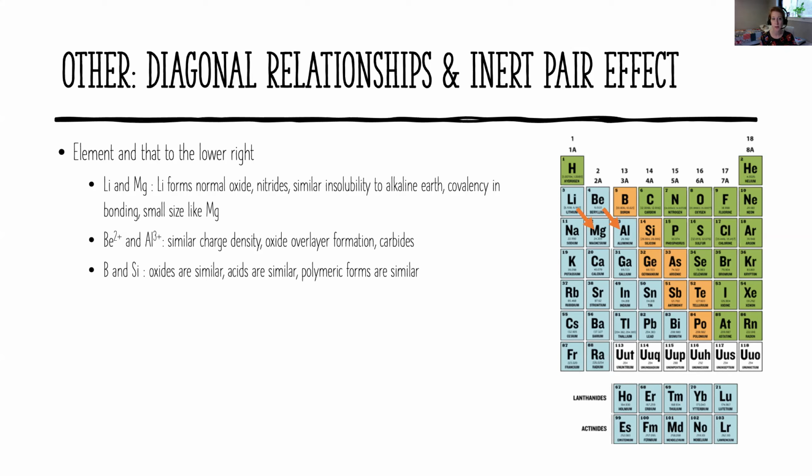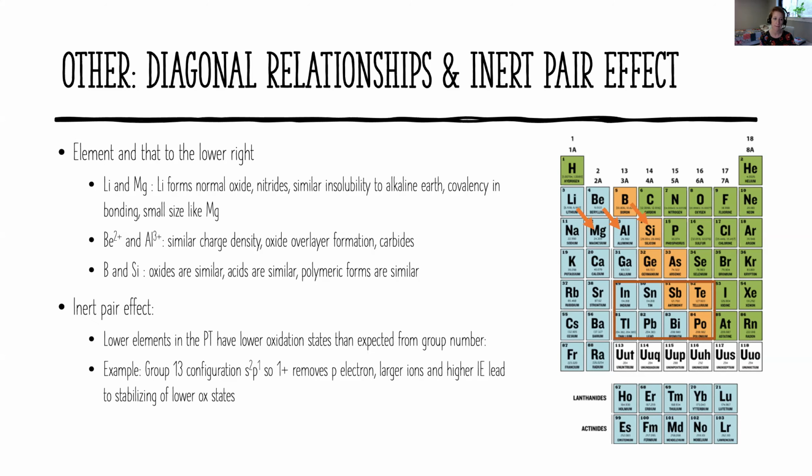So beryllium and aluminum have a similar charge density. They have a similar oxide overlayer formation. They form carbides in similar ways. The reason we don't have so many beryllium applications is that it's really not as abundant as aluminum, but they do have similar reactivity. And then boron and silicon are going to form similar oxides. They're going to have oxides that have similar properties. They're both acidic. They're both polymeric in the forms that they have.